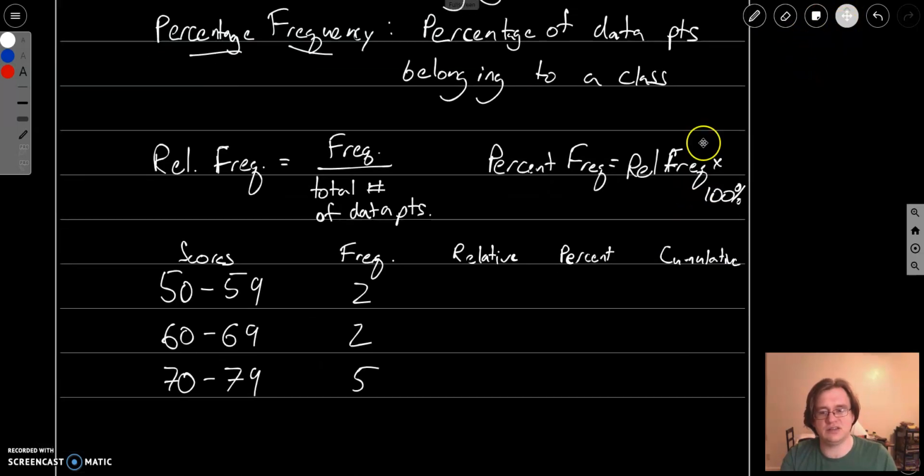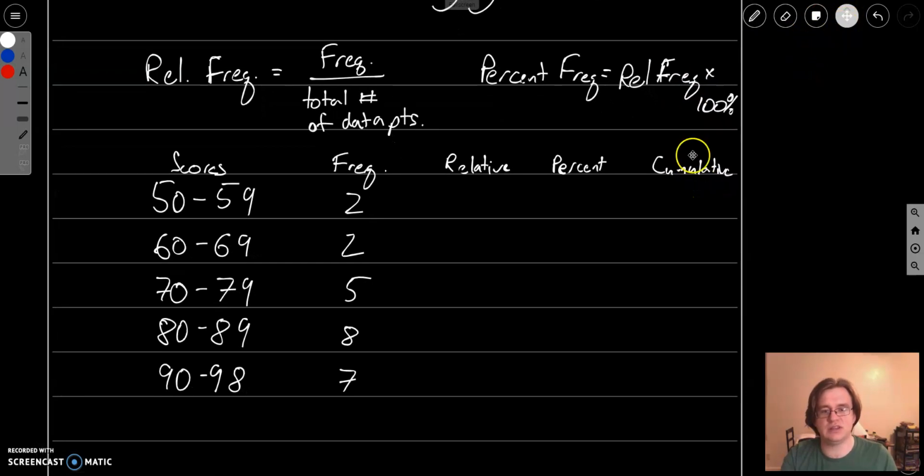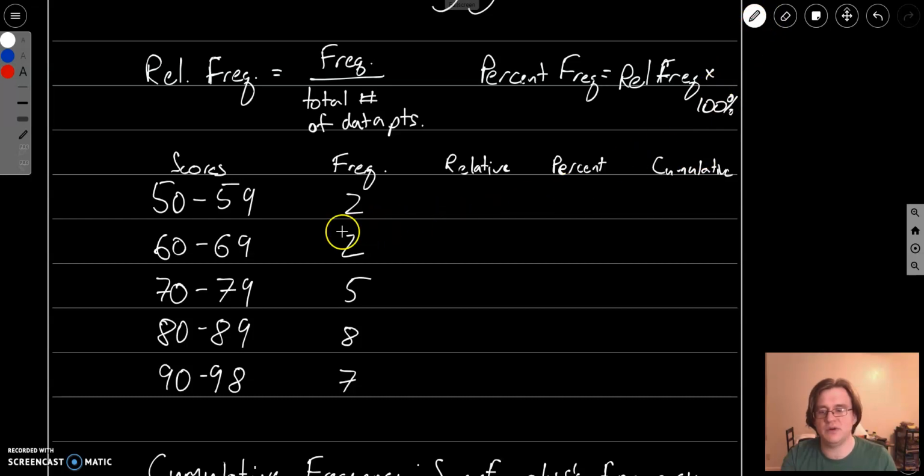So I think it's easiest to look at an example, so we'll look at the same example that we had before. We had some test scores, and the number of students that got a particular test score ranged from lowest to highest test scores. So there were 2 test scores in the 50 to 59 range, 2 test scores in the 60s, 5 in the 70s, 8 in the 80s, and 7 in the 90s. In total, this gives 24 test scores.